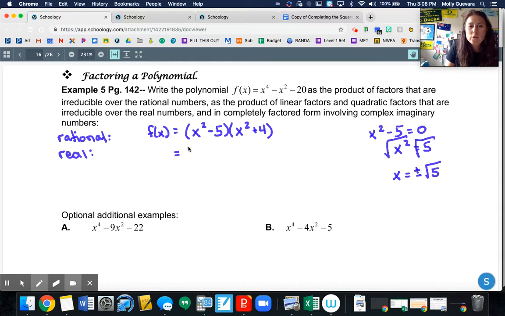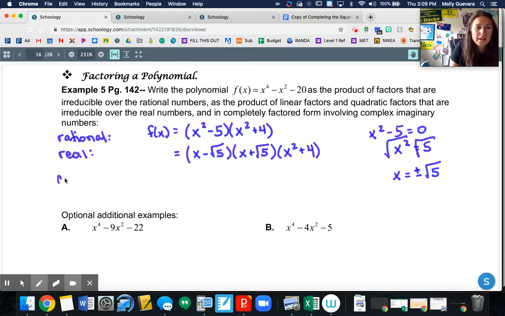So those are two factors. Those are two linear factors. So then I can say that this is really x minus square root of 5 and x plus, or minus, right? Square root of 5. Now, if I were to do the same thing with x squared plus 4, I would get an imaginary number, and I'm not allowed to have imaginary numbers in this answer because it only wants real. Okay, so I just have to leave it x squared plus 4.